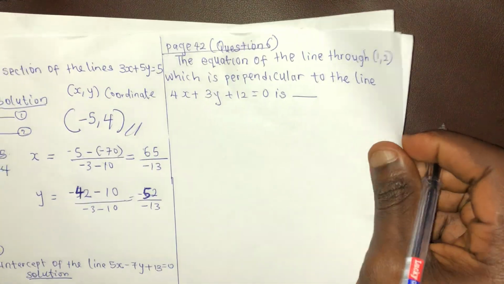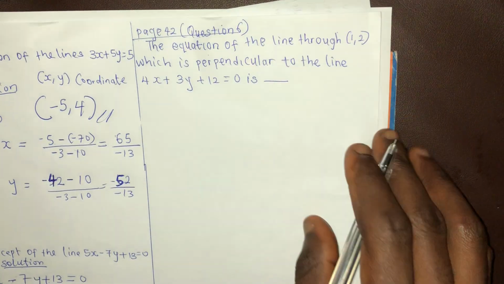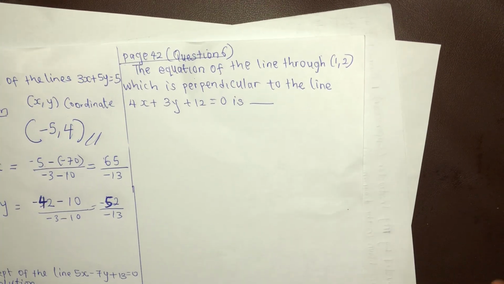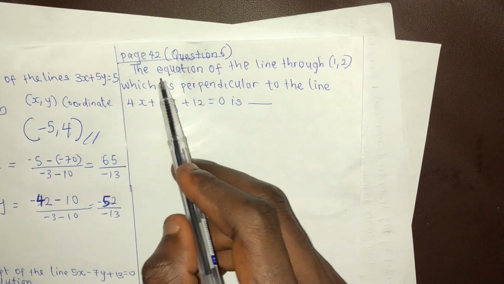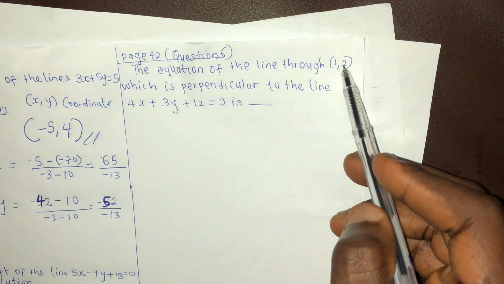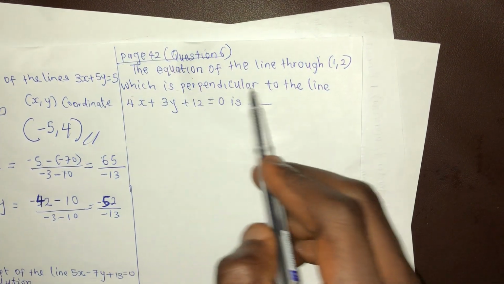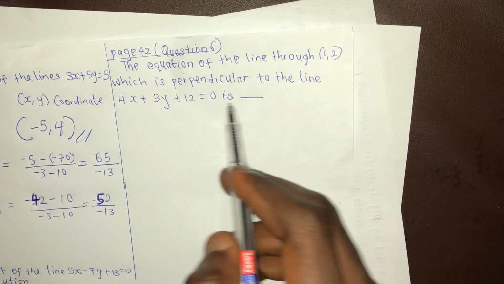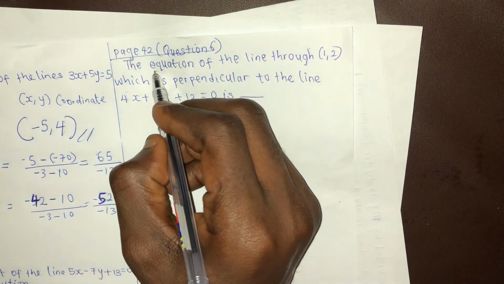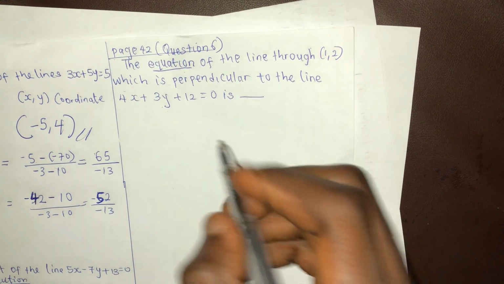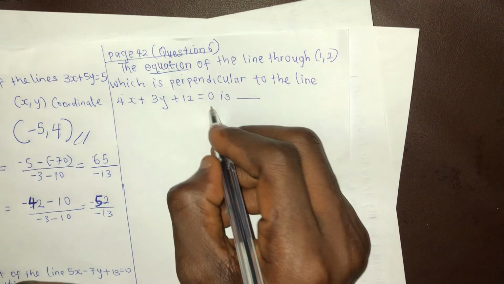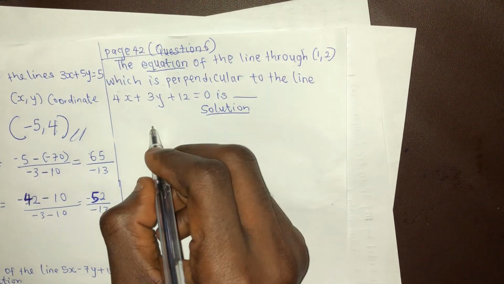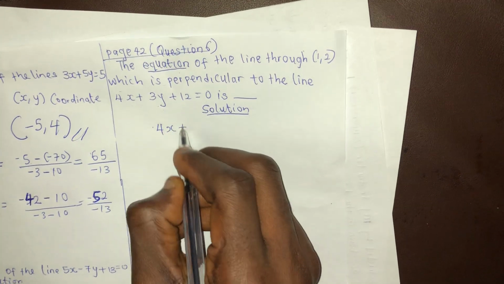Now, let's move to the next question. Let's make it snappy. This is going to be the last question before we move to the other topics and other courses that are involved. Now, the equation of the line through the point (1, 2), perpendicular to the line 4x plus 3y plus 12 equals 0. Remember they asked us for the equation. So how do we solve this? What is the bone of contention? First, let's write this out.